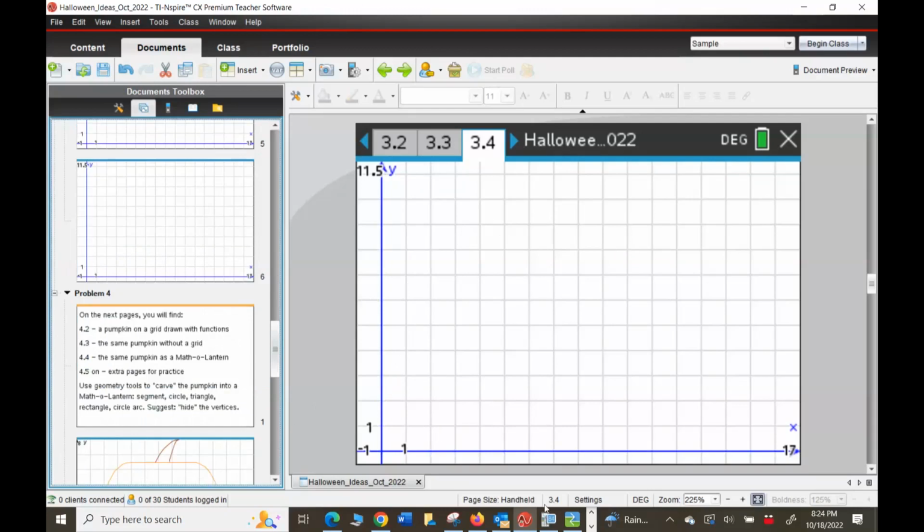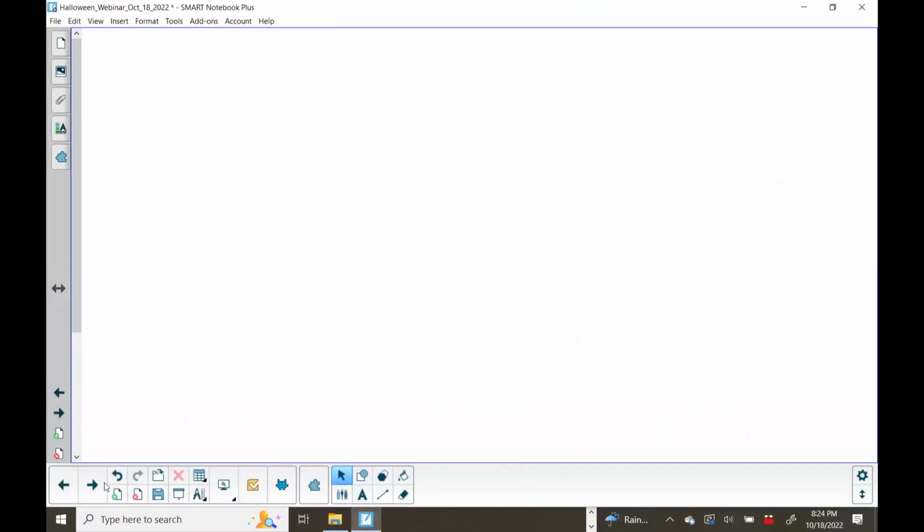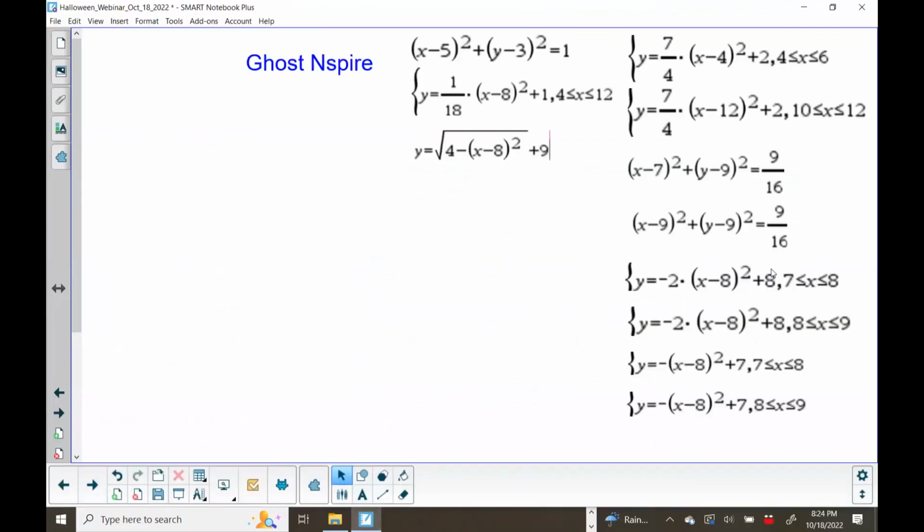Show list in Smart. Oh yeah, so in Smart Notebook, I also have a list of those functions all together so you could see them. And you can see I've got some parabolas with pieces, and I've got circles for the eyes and parabolas for the mouth or nose, depending on what you call it. Okay, so those are the functions that I use.